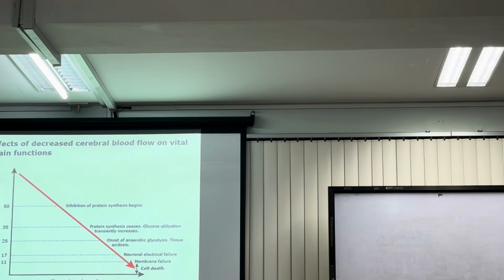So the effects of decreasing your blood flow on vital brain function. You lose blood flow, you don't have oxygen. And if the blood flow becomes low, around 50 ml per 100 grams per minute, that's what happens at the cellular level: you inhibit protein synthesis. And when the blood flow is lower, around 10 or less, you have membrane failure and then neuronal death. That is time dependent. The process is time dependent. But if you have zero blood flow, immediately the neurons will die.